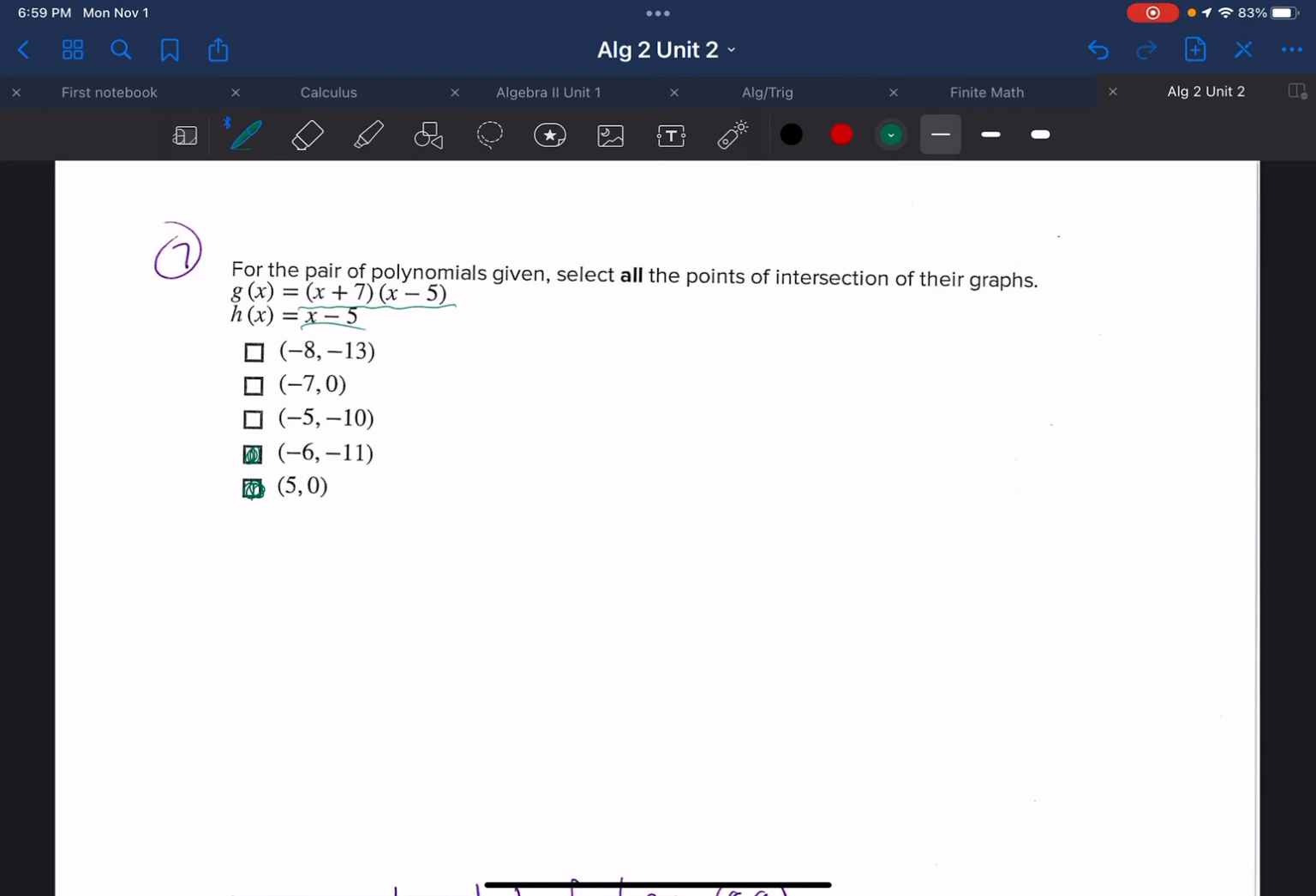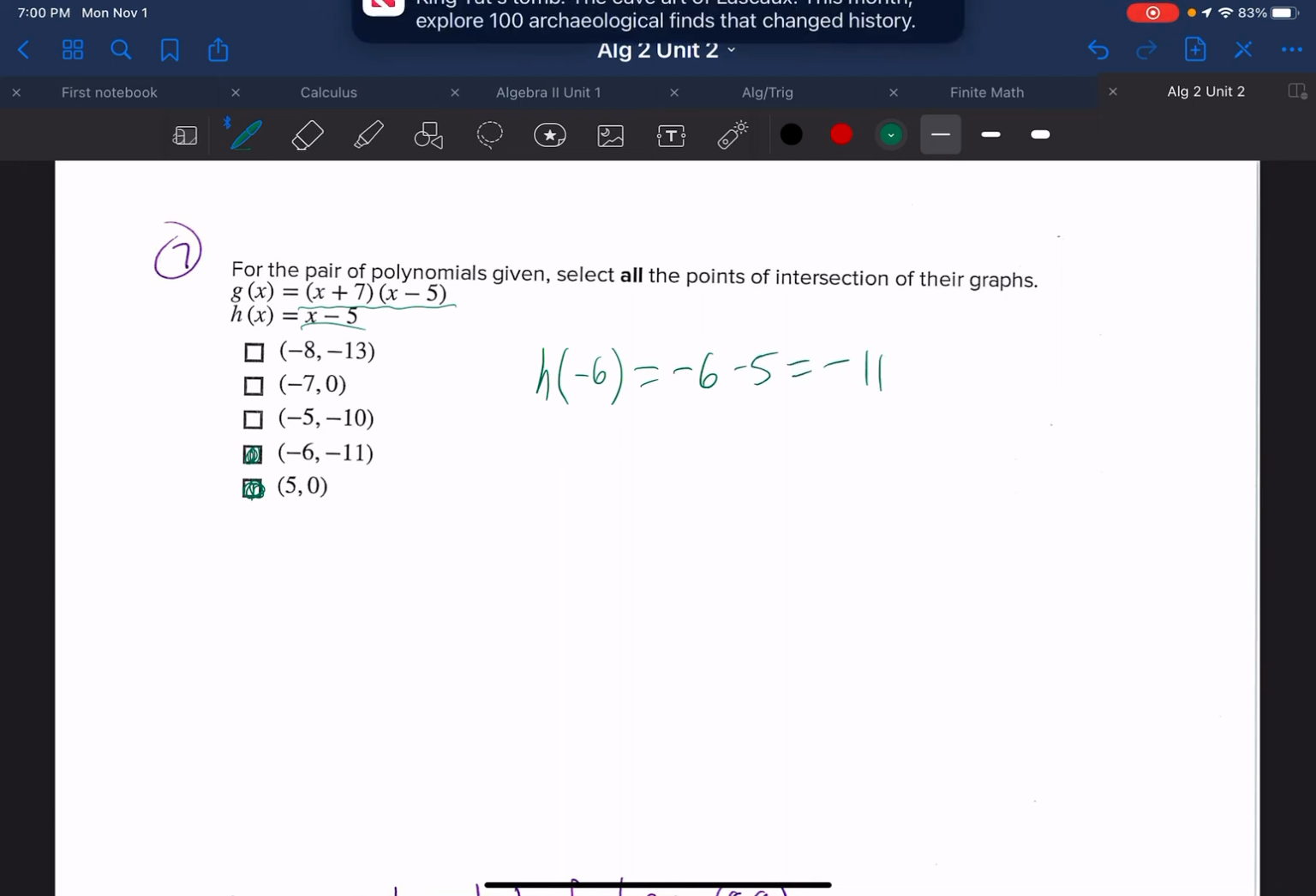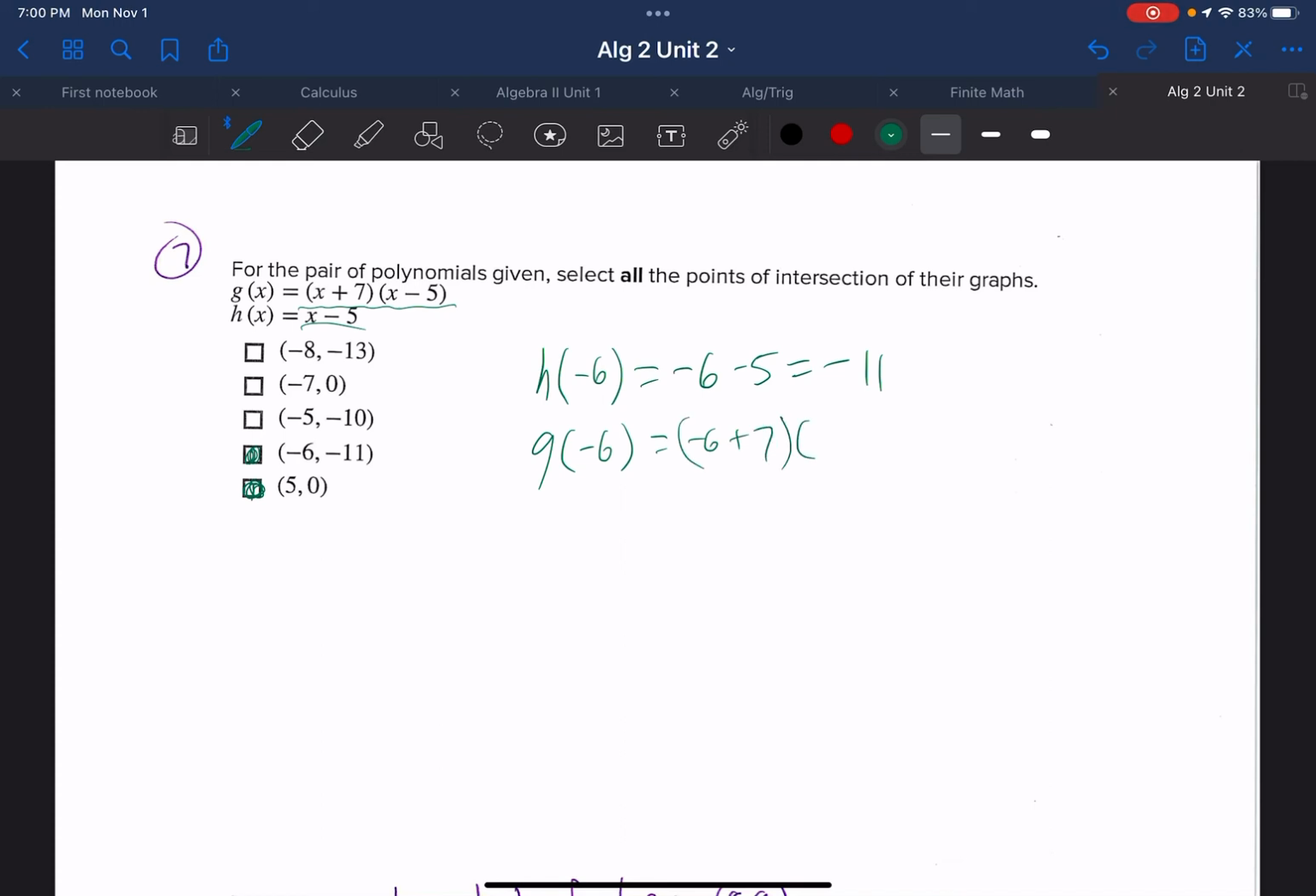So if you put negative 6 into the h function, if you do h of negative 6, you get negative 6 minus 5, which is negative 11. You also need to put negative 6 into the g function. So g of negative 6 is equal to negative 6 plus 7 times negative 6 minus 5. And that would be 1 times negative 11, which is negative 11. So it matches. So those are the 2 answers that make that true.